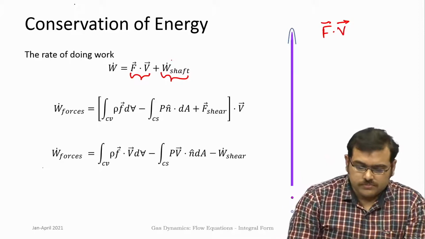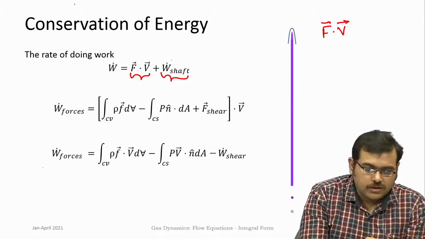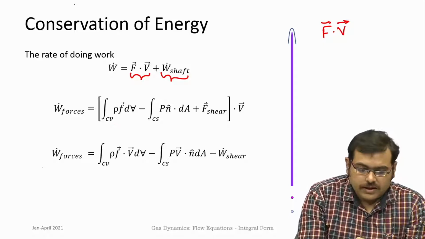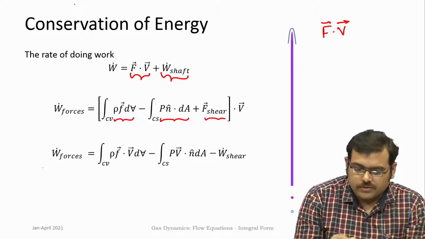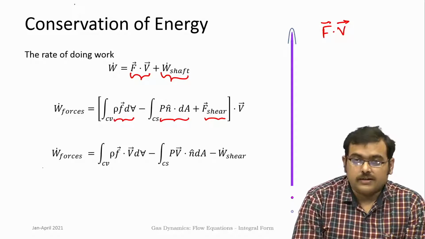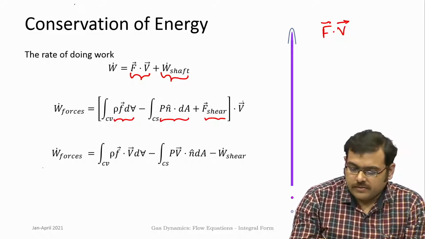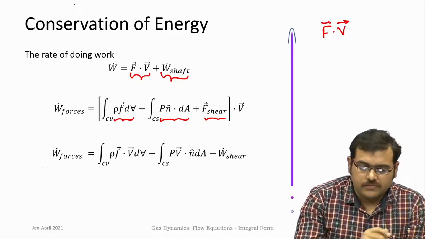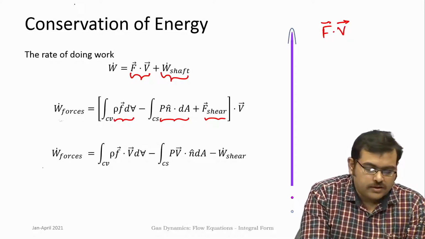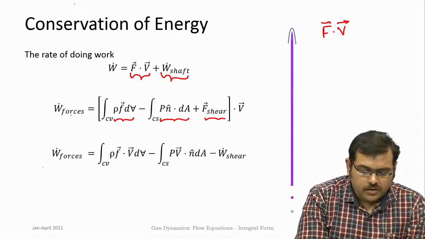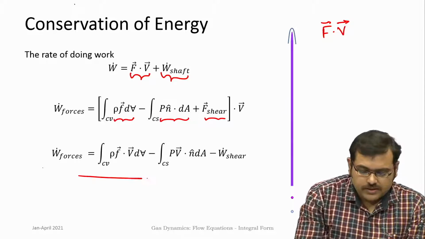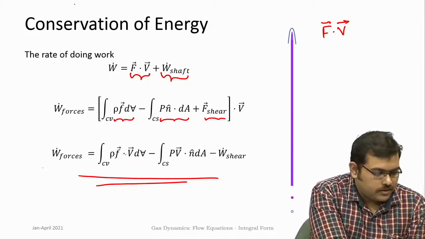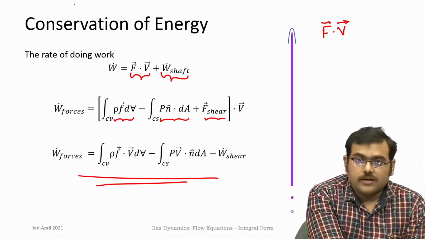So the different work due to forces will be the work carried out due to body forces, pressure forces and shear forces. There are three components, and their dot product with the velocity will give you the rate of work done for these forces.